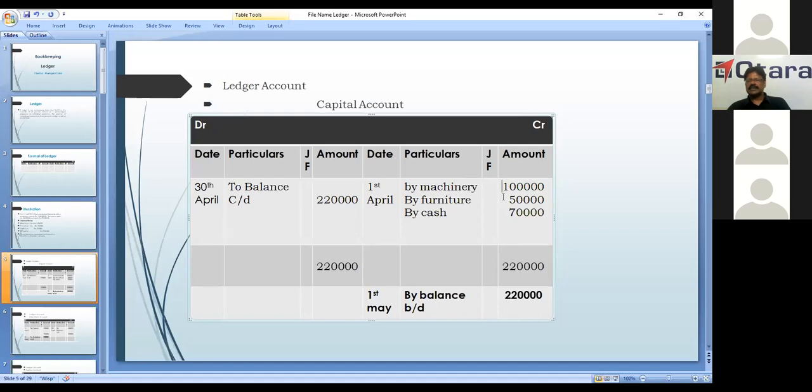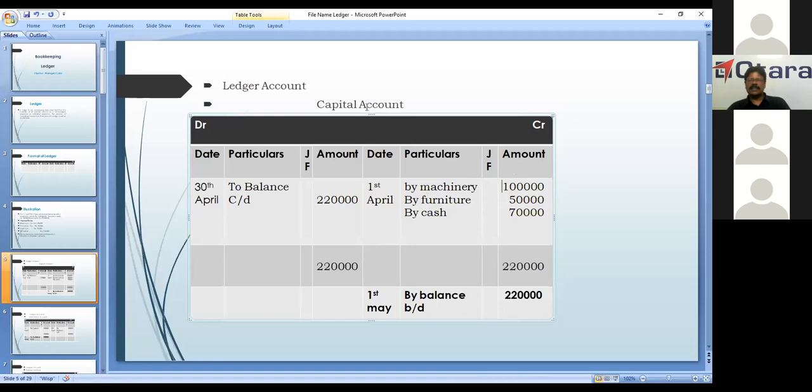And next, we have received 50,000 as capital in the form of furniture. And then cash 70,000 as capital. So all these things are credited, because the capital account is a credit item, right?